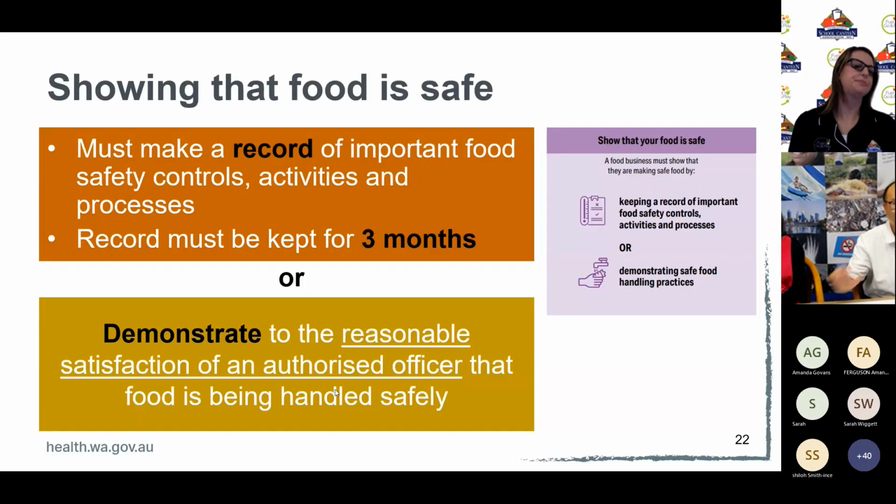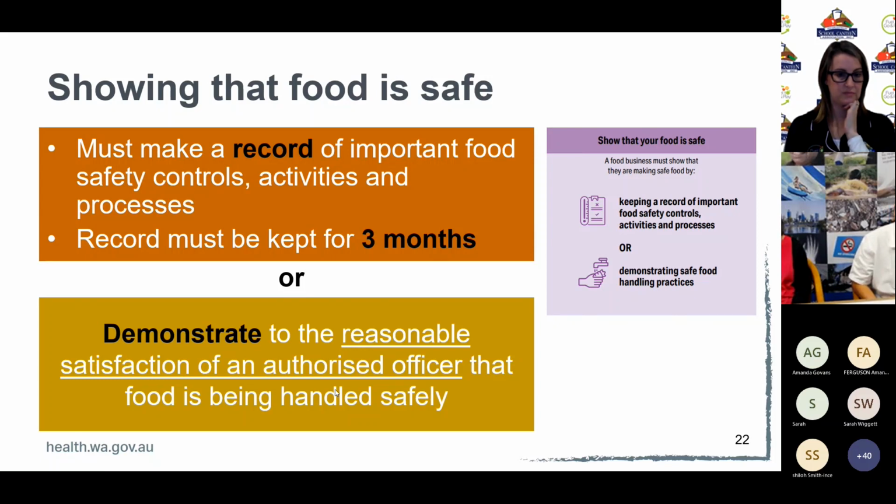The simplest way to do so is that the food business must make a record of important food safety controls, activities, and processes. That is the fastest way to show that you have those controls in place, that the activities are well monitored, and that the important processes have been undertaken. And these records must be kept for 3 months.